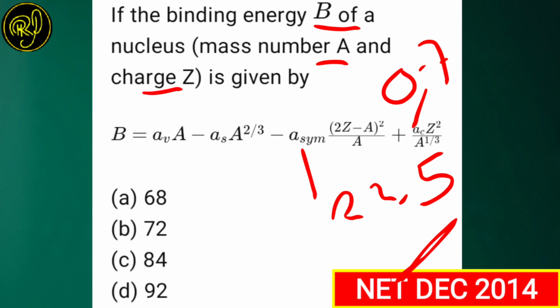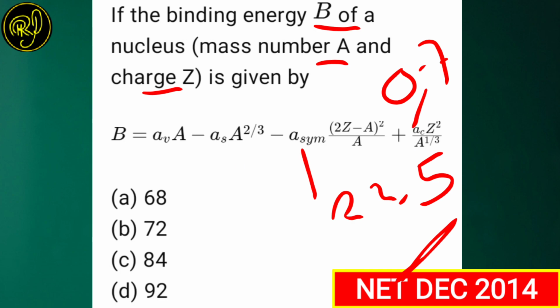given by B = A_V A - A_S A^(2/3) - A_sym (A - 2Z)^2 / A - A_C Z^2 / A^(1/3). Then find the formula for the most stable isobar.